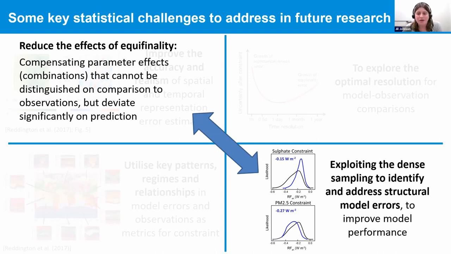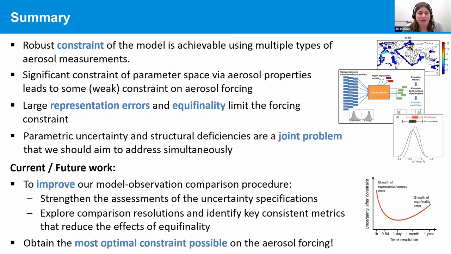but Leighton has shown where we've moved on with thinking about structural errors, actually exploiting the dense sampling that we have in a PPE to understand what those structural errors might actually be. And I think the real key point that I want to make is that the parametric uncertainty and the structural uncertainty aren't separate things. Often they're investigated independently, and really we need to be focusing more on how we can do this as a joint effort, to look at these things simultaneously a lot more. So I'll stop there. I think I've probably gone over time. I apologize.